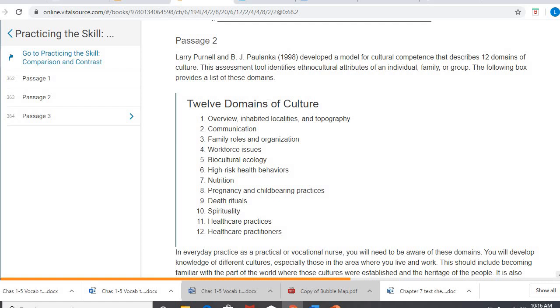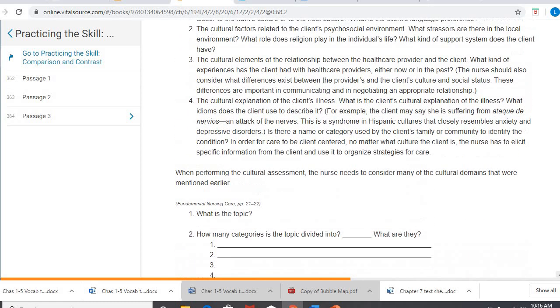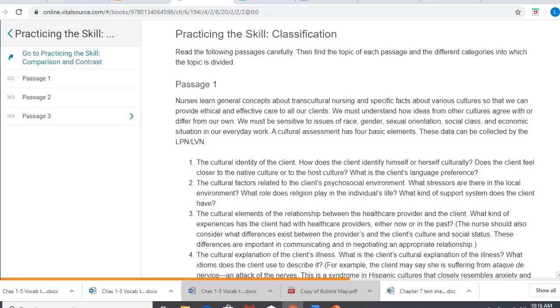All right, sorry, I went too far. Scroll up one. That's what I get for trying to do too many things at once. Here we go. Passage 1.